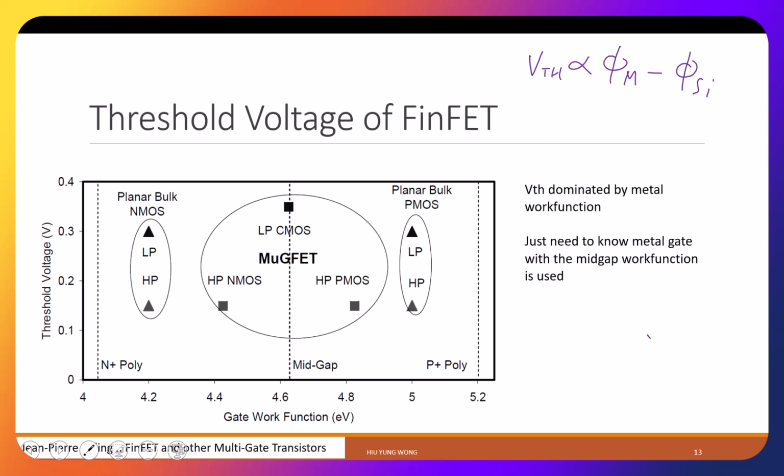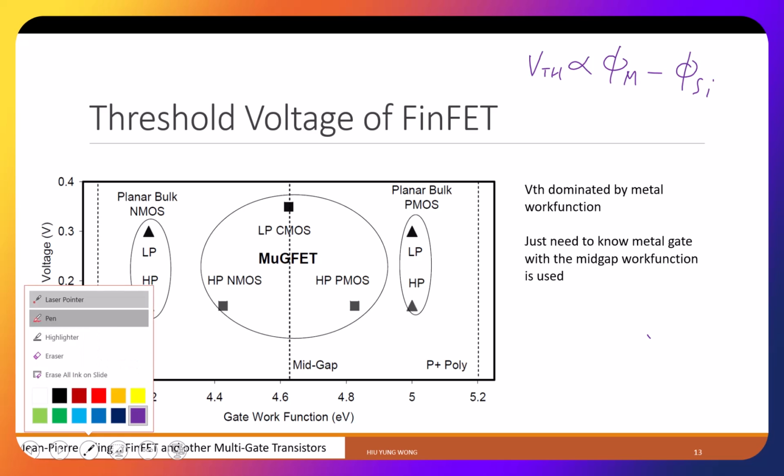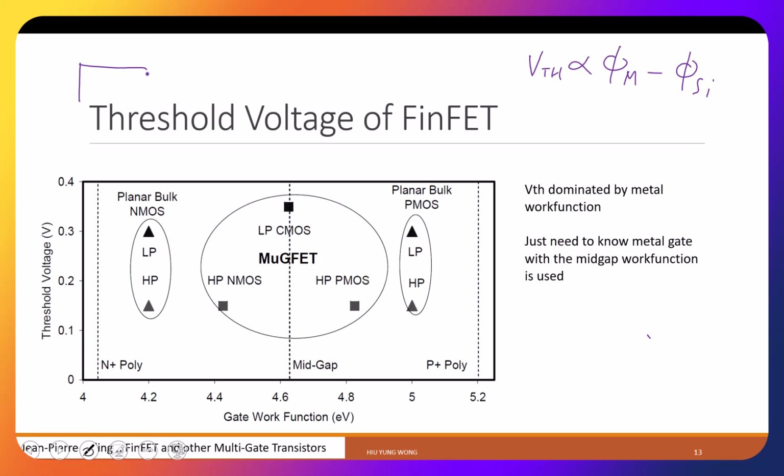What's the general definition? Work function is just the Fermi level in metal. So what is work function? Just go back to the basic physics. You have a metal. How much energy do you need to extract an electron from the metal to the vacuum? That is the work function. Okay? And in the band diagram, it is the difference between your Fermi level and the vacuum level. That is the work function.